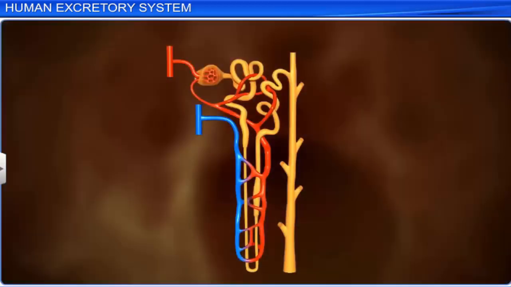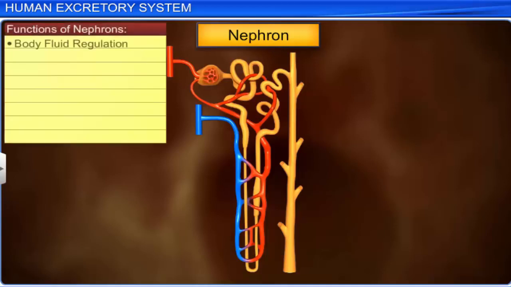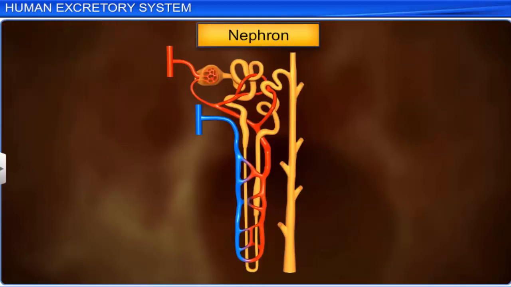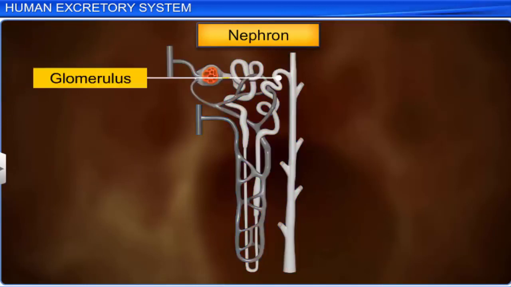Each kidney contains about 1 million nephrons in the cortical region, which are the basic functional units of the kidney. The nephrons filter nitrogenous wastes and excess salts from the blood and help in body fluid regulation and urine formation. Each nephron has two parts, the glomerulus and the renal tubule.